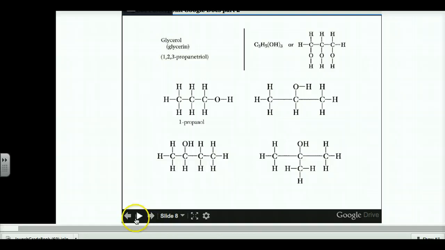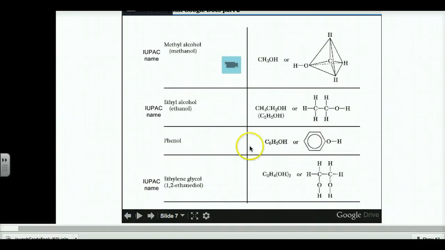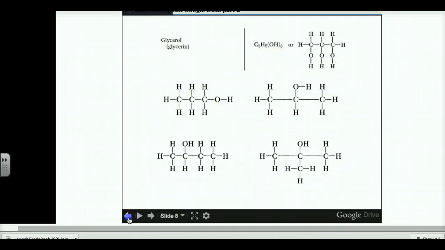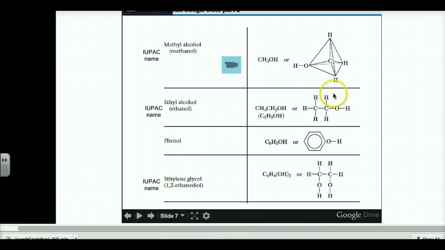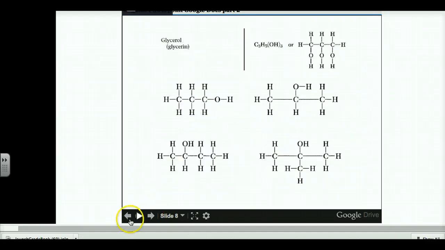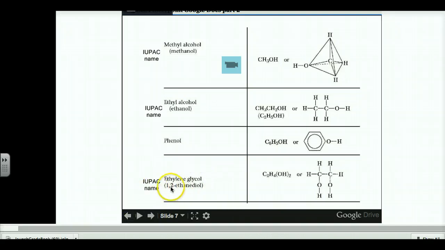Getting forward here, this is methane with an OH group, so it's methanol. Let's go back. This is ethyl alcohol. This is the alcohol that's made from the fermenting of wine or liquor. This is ethanol. Okay, so glycerol. Glycerol has 1, 2, 3 of these OH groups, so this is going to be a triol. And again, let me go back. The IUPAC name of ethylene glycol is 1,2-ethanediol.